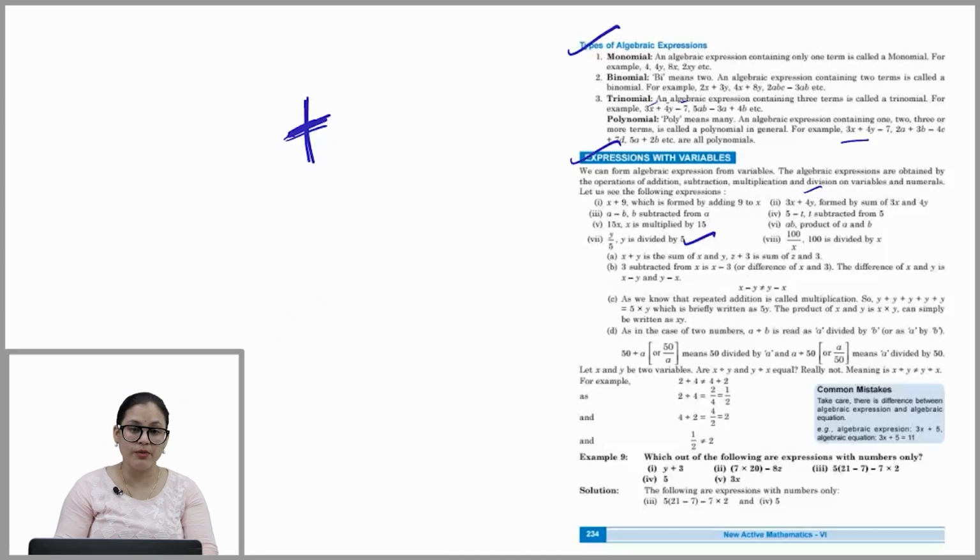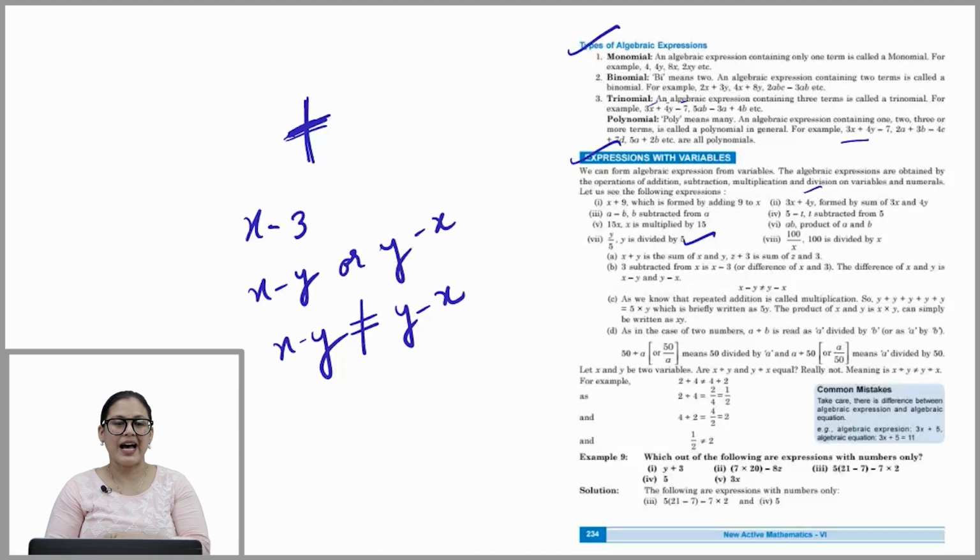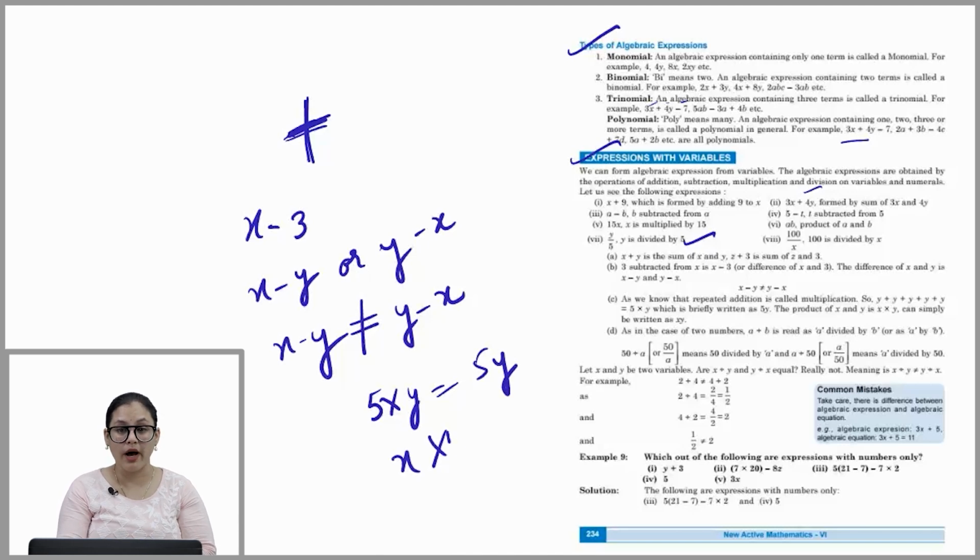3 subtracted from x is x minus 3, or you can say difference of x and 3. The difference of x and y is x minus y or y minus x. But remember, x minus y is not equal to y minus x. As we know that repeated addition is called multiplication. So, y plus y plus y plus y plus y is equal to 5 into y, or you can briefly write it as 5y. The product of x and y is x into y, can simply be written as xy, right?